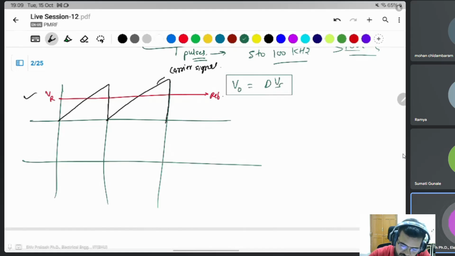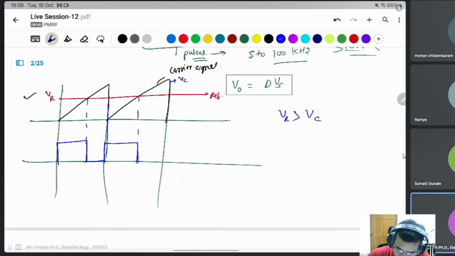Then for the duty cycle, if VR is greater than VC, the carrier signal, then you will know there is a duty cycle generated. The remaining time is 0. Then again a duty cycle comes. In this condition, this one is the on time, and this one is the off time. This is the simple circuit for a converter.